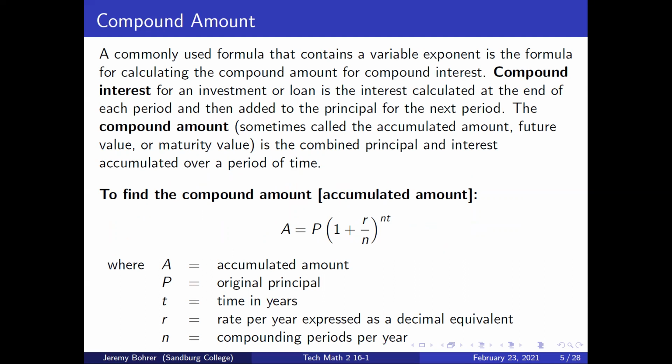To find the compound amount, or accumulated amount, A equals P times 1 plus r over n, all to the nt power, where A is the accumulated amount, P is the original principal, t is the time in years, r is the rate per year expressed as a decimal equivalent, and n is the compounding periods per year.